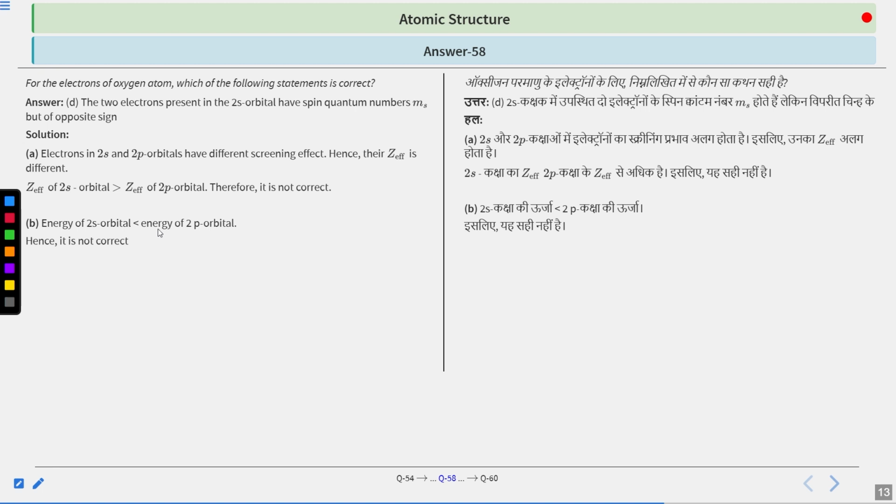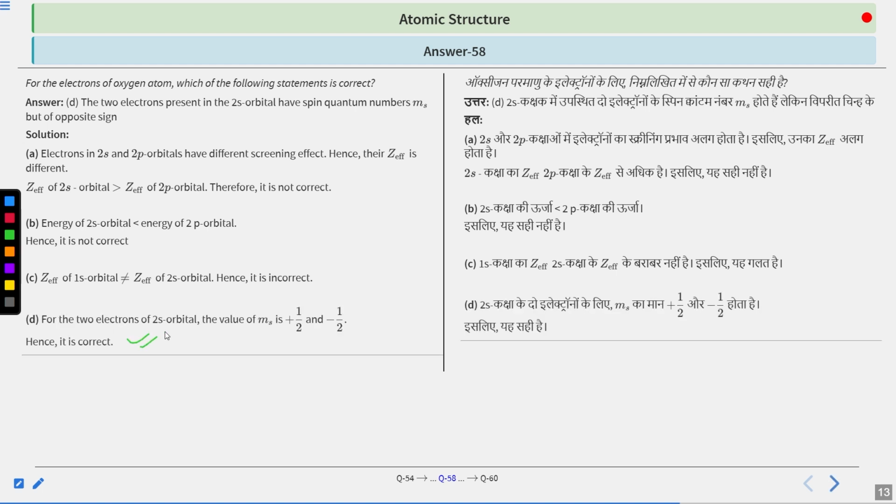Next, the energy of the 2s orbital is less than the energy of the 2p orbital, so that statement is not correct, because what is the n plus L value? For 2s it is 2 plus 0, which is 2, and for 2p it is 2 plus 1, which is 3. They are not the same. Next, C says that Z effective of 1s and 2s is the same, but it is not true, because different electrons are present inside. So these are the correct statements.